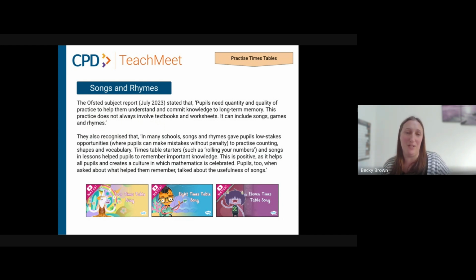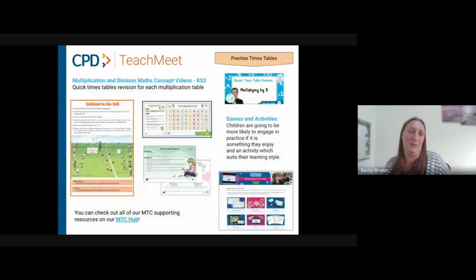And our times table songs, that's just a selection there. We do have one for each of the times tables. Roctopus, the octopus in the middle, is my favourite there. But we do have a song and a related game for each of those characters as well. As I just mentioned, practicing times tables should be completely varied. Children are very varied, aren't they?